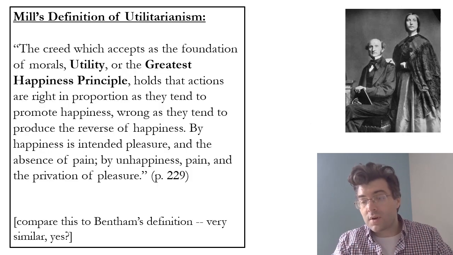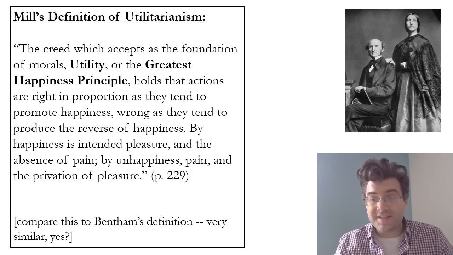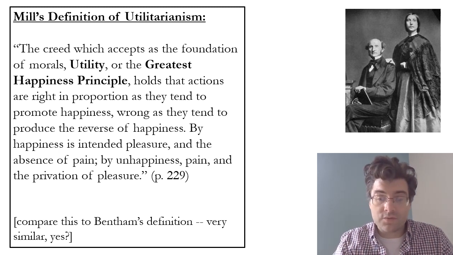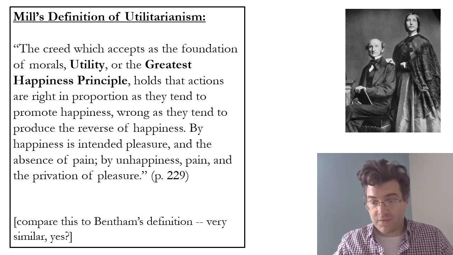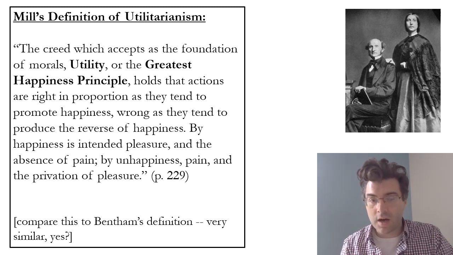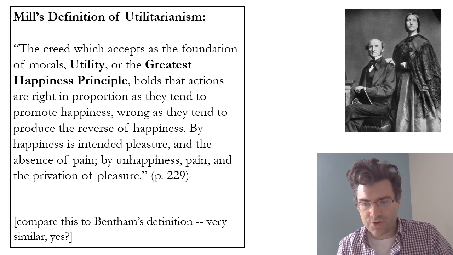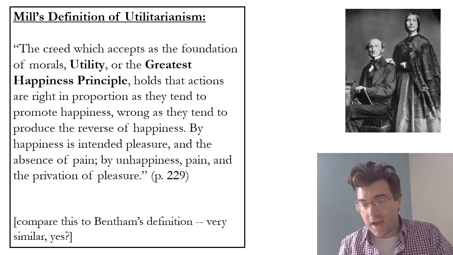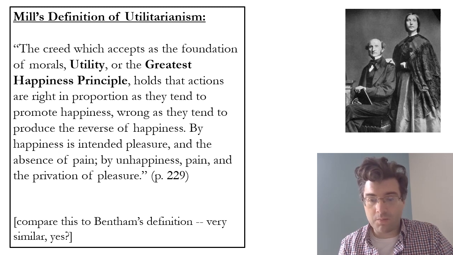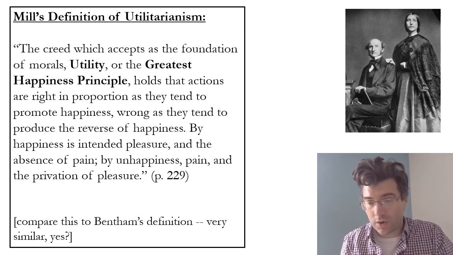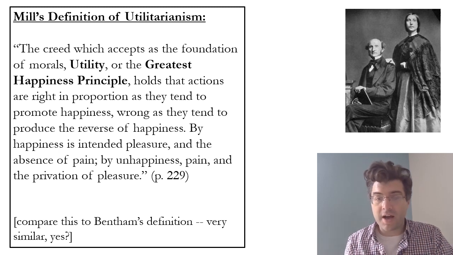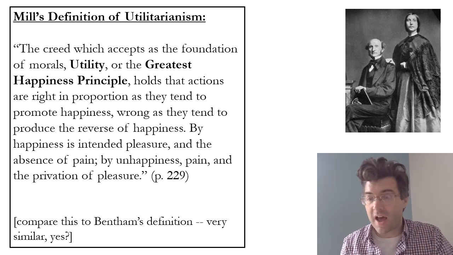And Mill starts off the chapter with a definition of utilitarianism. And you'll notice that this is very similar to Bentham's definition. In fact, if you look at the two definitions side by side and you ask, what is different in Mill's definition from Bentham's? I think the only answer you can really give is that Mill's definition is a little bit clearer, or a little bit more direct about what is meant by different terms used in the definition, like happiness.